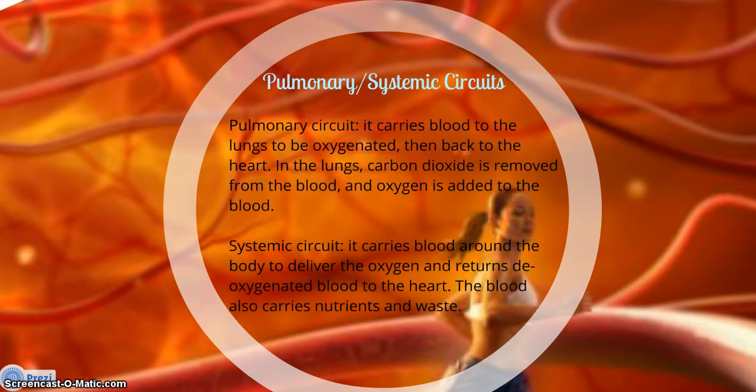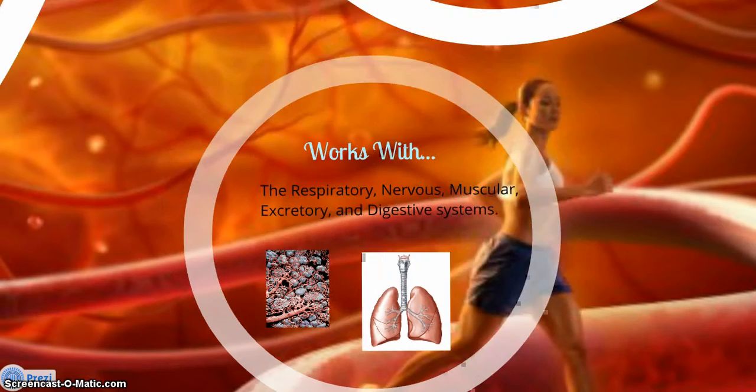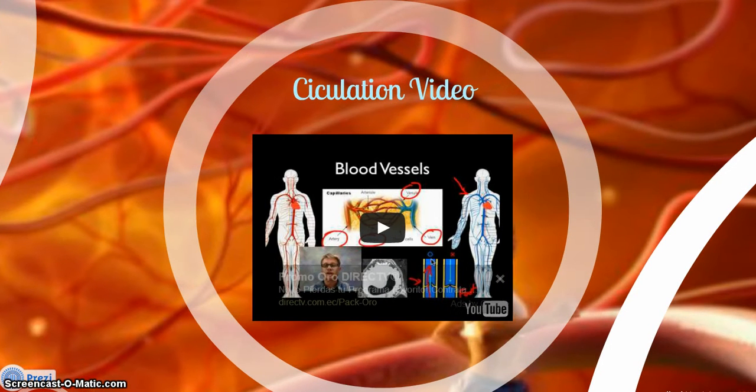Pulmonary and systemic circuits. Pulmonary circuit. It carries blood to the lungs to be oxygenated, then back to the heart. In the lungs, carbon dioxide is removed from the blood, and oxygen is added to the blood. Works with respiratory, nervous, muscular, excretory, and digestive systems. Circulation below.